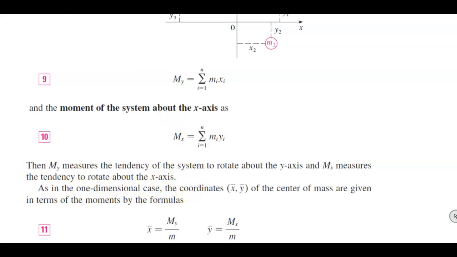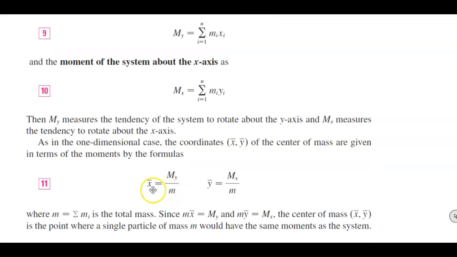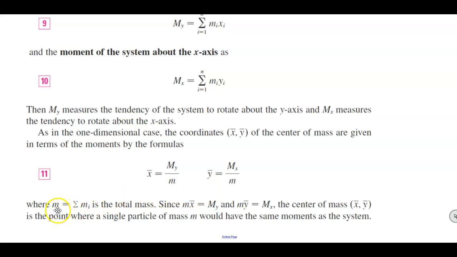As in the one-dimensional case, the coordinates x bar, y bar of the center of mass are given in terms of the moments by the formulas. So x bar is equal to M subscript y over m, and y bar is equal to M subscript x over m, where m is equal to the summation of m subscript i, which is the total mass. Now, if we multiply both sides by m, m x bar is equal to M y, and m y bar is equal to M x. The center of mass x bar, y bar is the point where a single particle of mass m would have the same moments as the system.